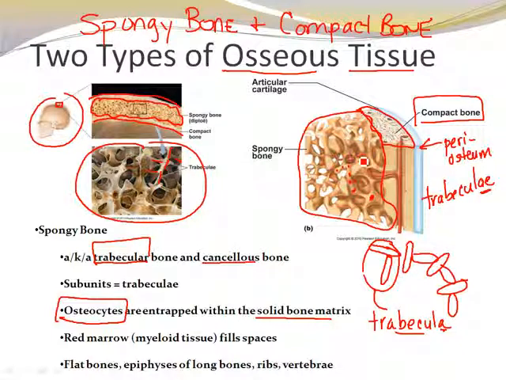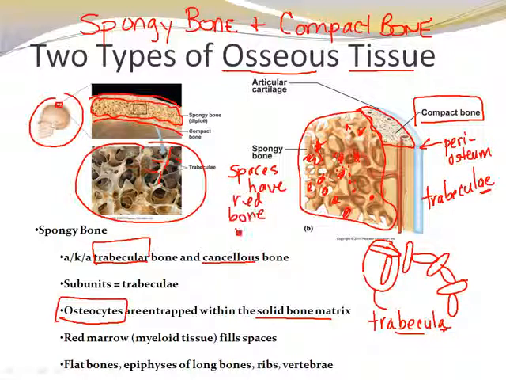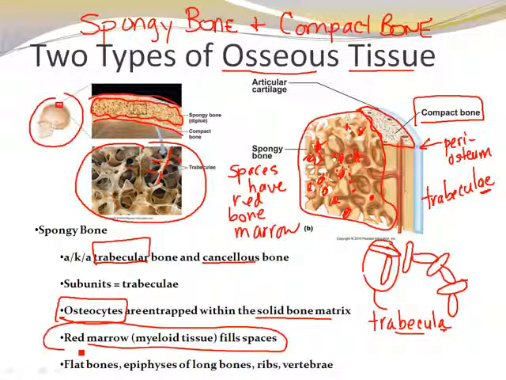Now in the lab, you see all these spaces within the spongy bone. In your body, that's not filled with air or just fluid. It's actually filled with red bone marrow within those spaces. You also have blood vessels passing through there as well, because all those cells sitting there in the bone matrix need a source of nutrients and oxygen.